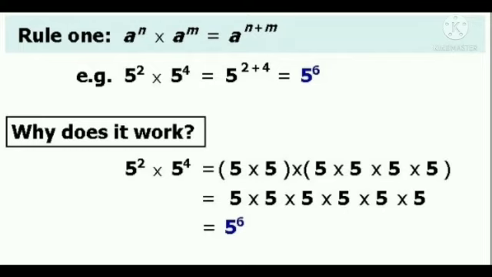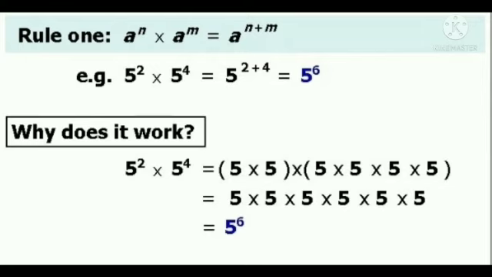Clear? As you can see in this slide, the example is given: 5 raised to 2 multiply by 5 raised to 4. So what we have done over here, the base is same, so here I have just added my index, that is 4 plus 2. Clear? So what you will get? You will get 5 raised to 6.